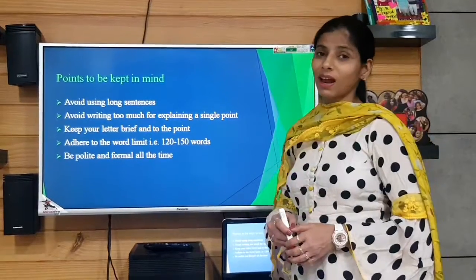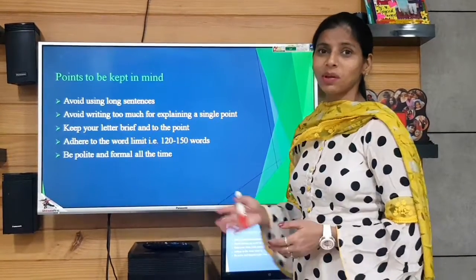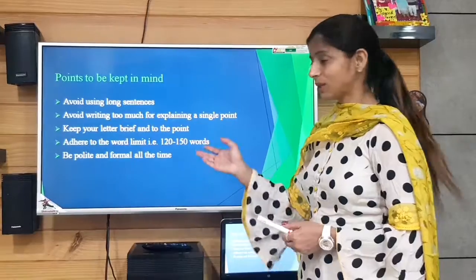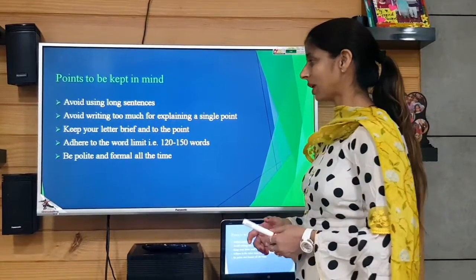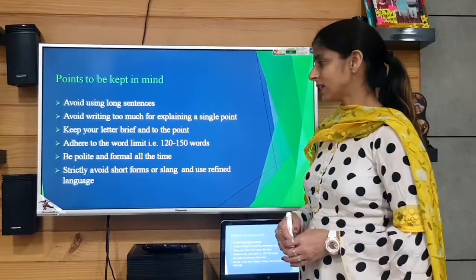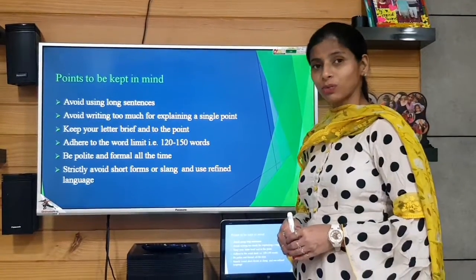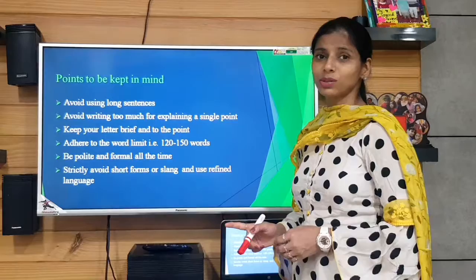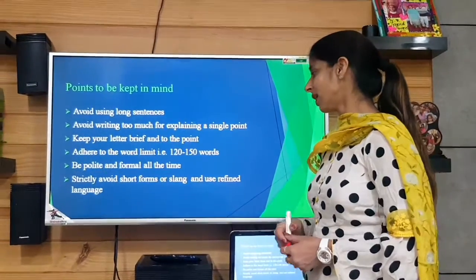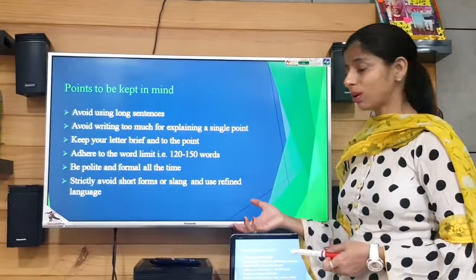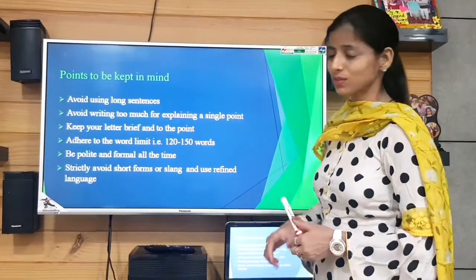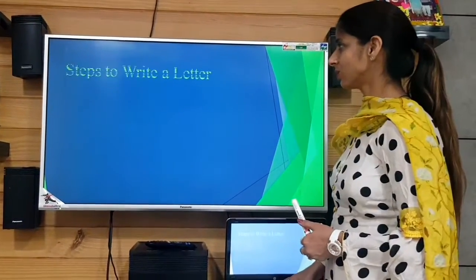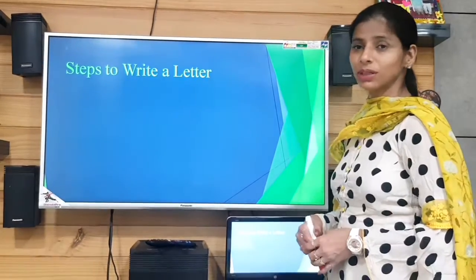Be polite and formal all the time. All the letters would be related to the formal category, so you need to be formal and polite always. And next, strictly avoid short forms. Short forms are not at all to be used in formal letters, and any slang should not be used. Use only refined language, right? So here were the points to be kept in mind.